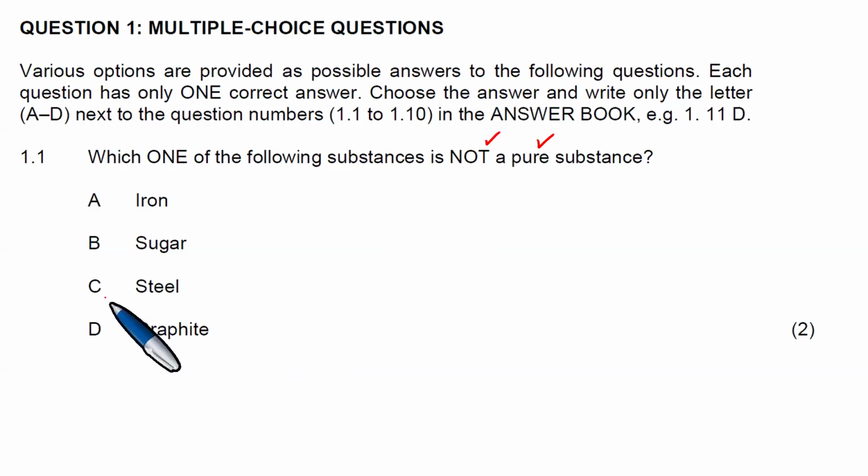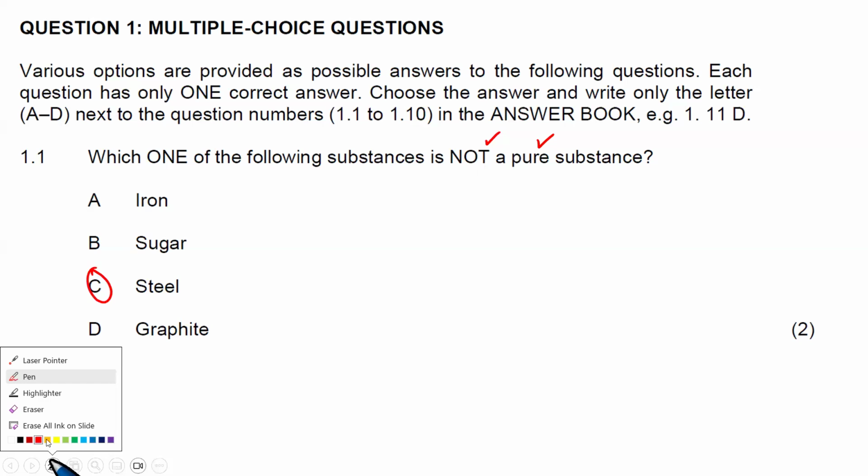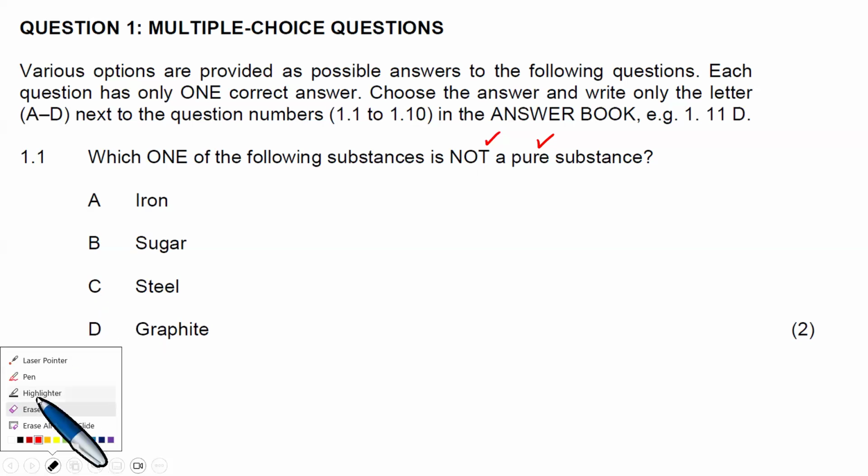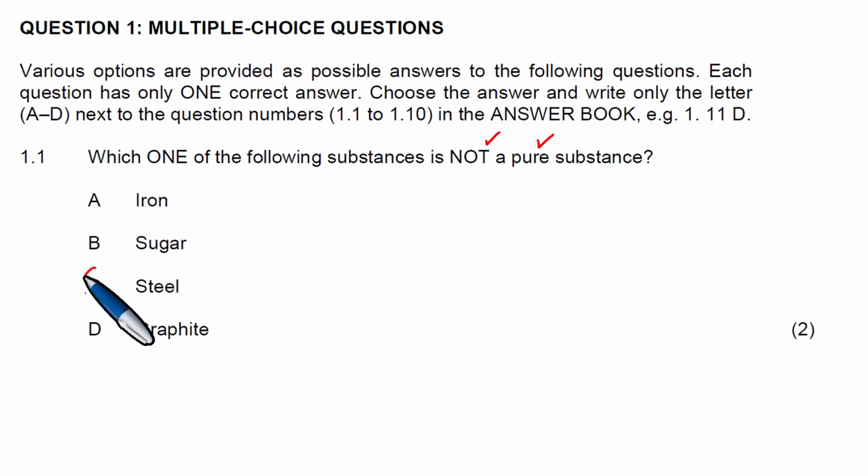So the correct answer is the letter C. The correct answer is the letter C for steel, because we know very well that steel is an alloy, and therefore steel combines different metals. So steel itself is not a pure substance. So that is the answer to 1.1.